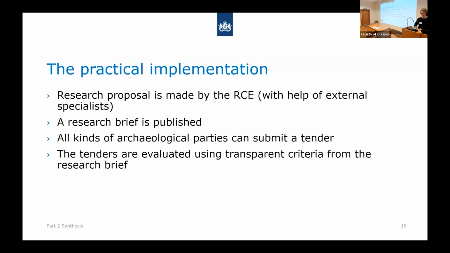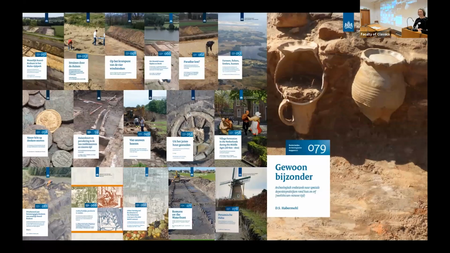When the submission deadline has passed, the tenders are evaluated by us using transparent evaluation criteria mentioned also in the research brief. In the evaluation, the quality of the research and the composition of the research team is of greater importance than, for instance, the budget, although there is a maximum. The party with the highest overall score gets the contract. From 2011 onwards, this resulted in 17 syntheses. As you can probably see, most of them are in Dutch, but this will change. Recently, we decided to strive for as many English syntheses as possible to reach out to our international colleagues.